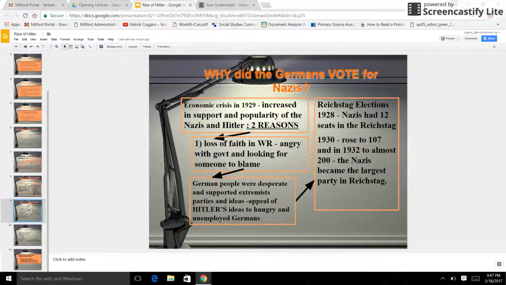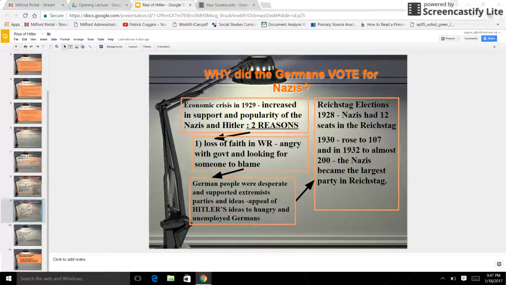Why did Germans vote for Nazis? Well, for two reasons. One, normal Germans lost faith in the Weimar Republic. They were angry that the government was really not doing its job, and they were looking for someone to blame. The German people were desperate, and they supported these extremist parties and ideas. The appeal of Hitler's ideas to hungry and unemployed Germans was very strong.